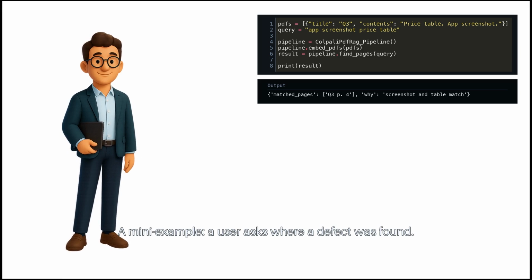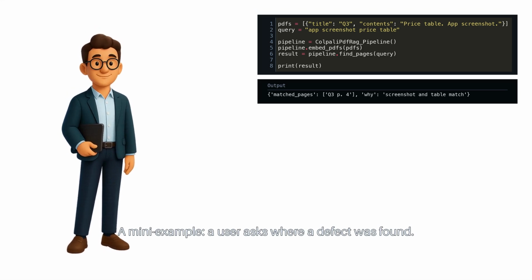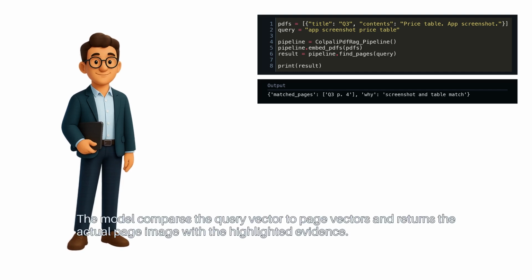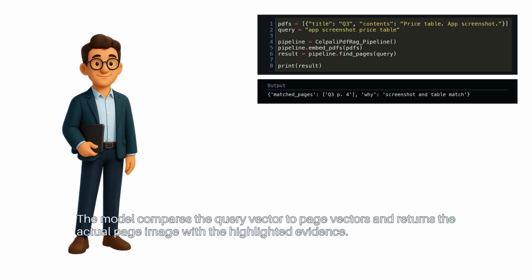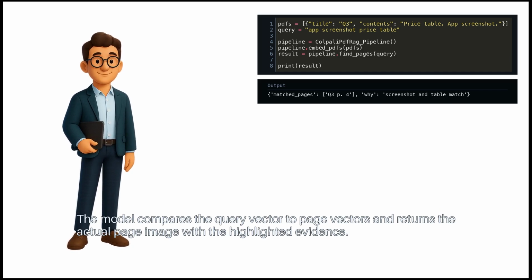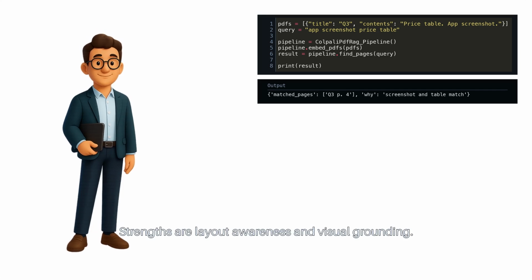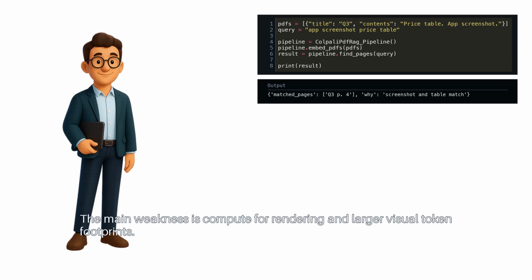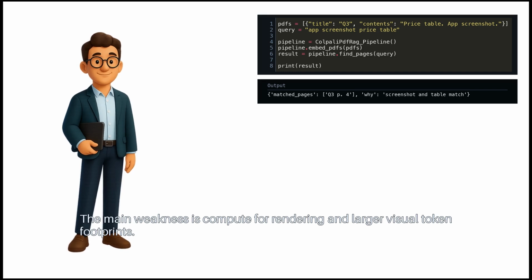A mini example. A user asks where a defect was found. The model compares the query vector to page vectors and returns the actual page image with the highlighted evidence. Strengths are layout awareness and visual grounding. The main weakness is compute for rendering and larger visual token footprints.